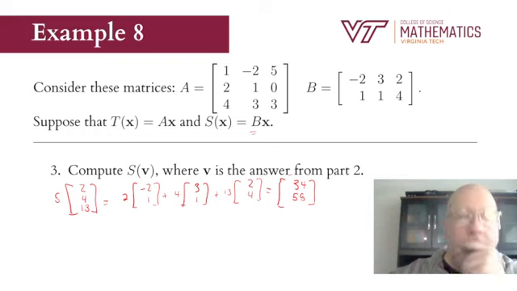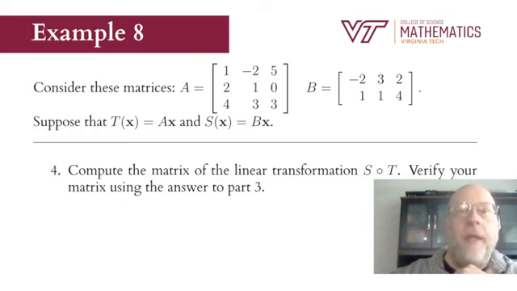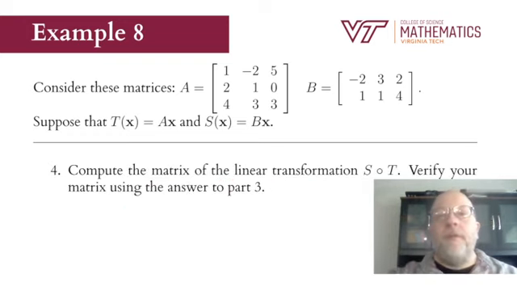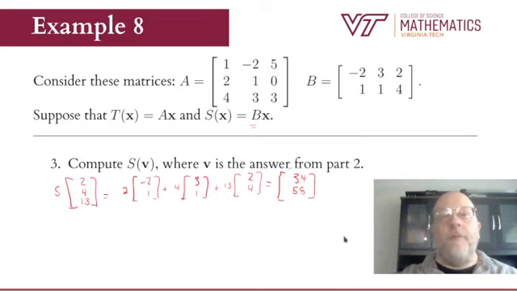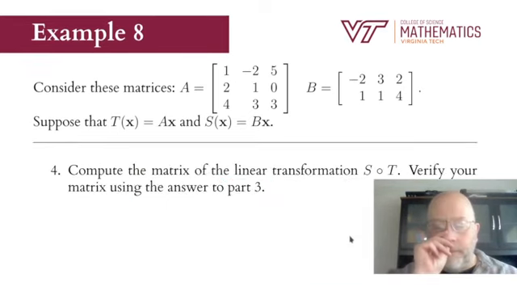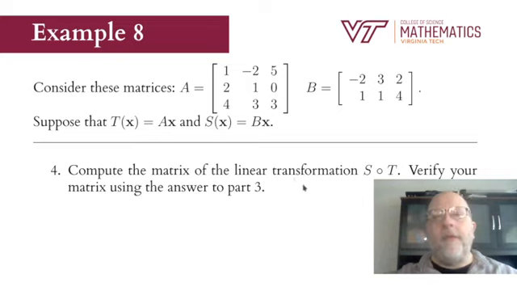What we're going to check on the next slide, and this slide, is compute the matrix of the linear transformation S composed with T. And then we're going to verify our matrix using the answer that we got from the last part, which is 34 and 58. We'll check that out in a moment. So this is S composed with T. S is the transformation that uses B. T is the transformation that uses A.